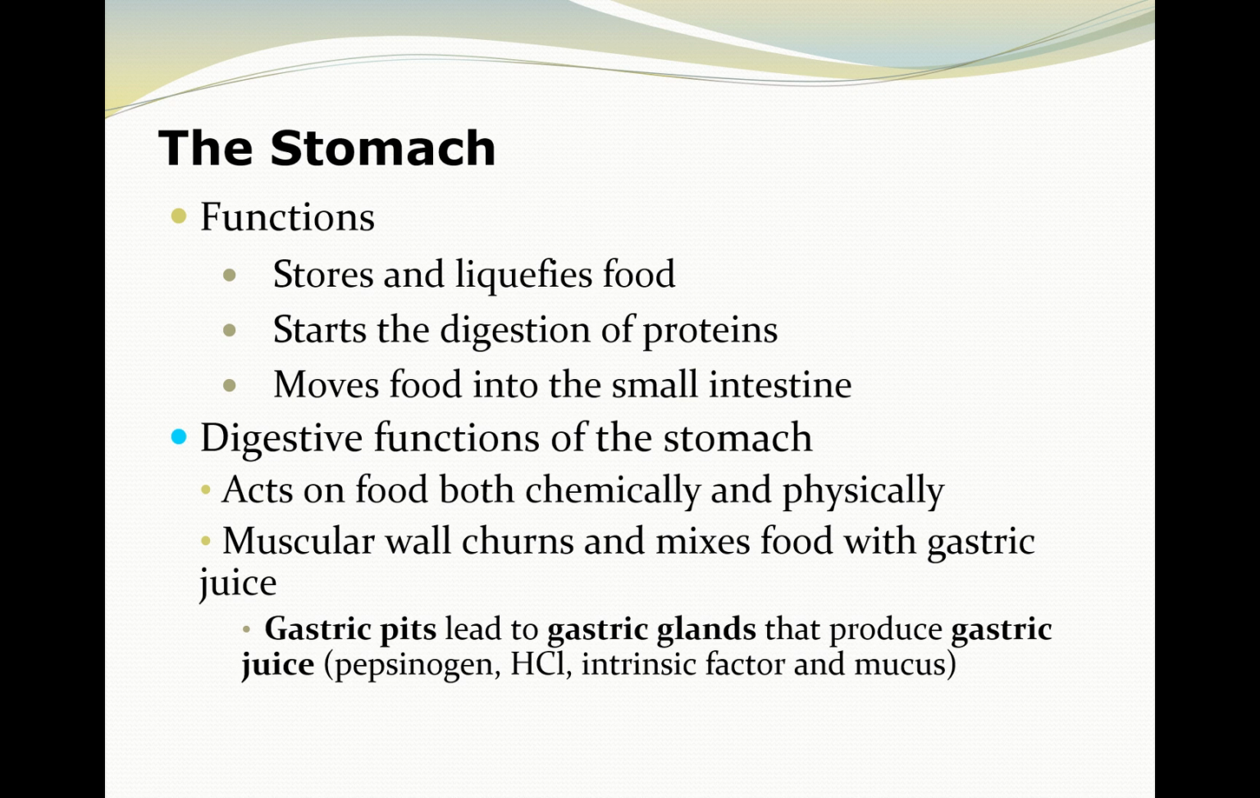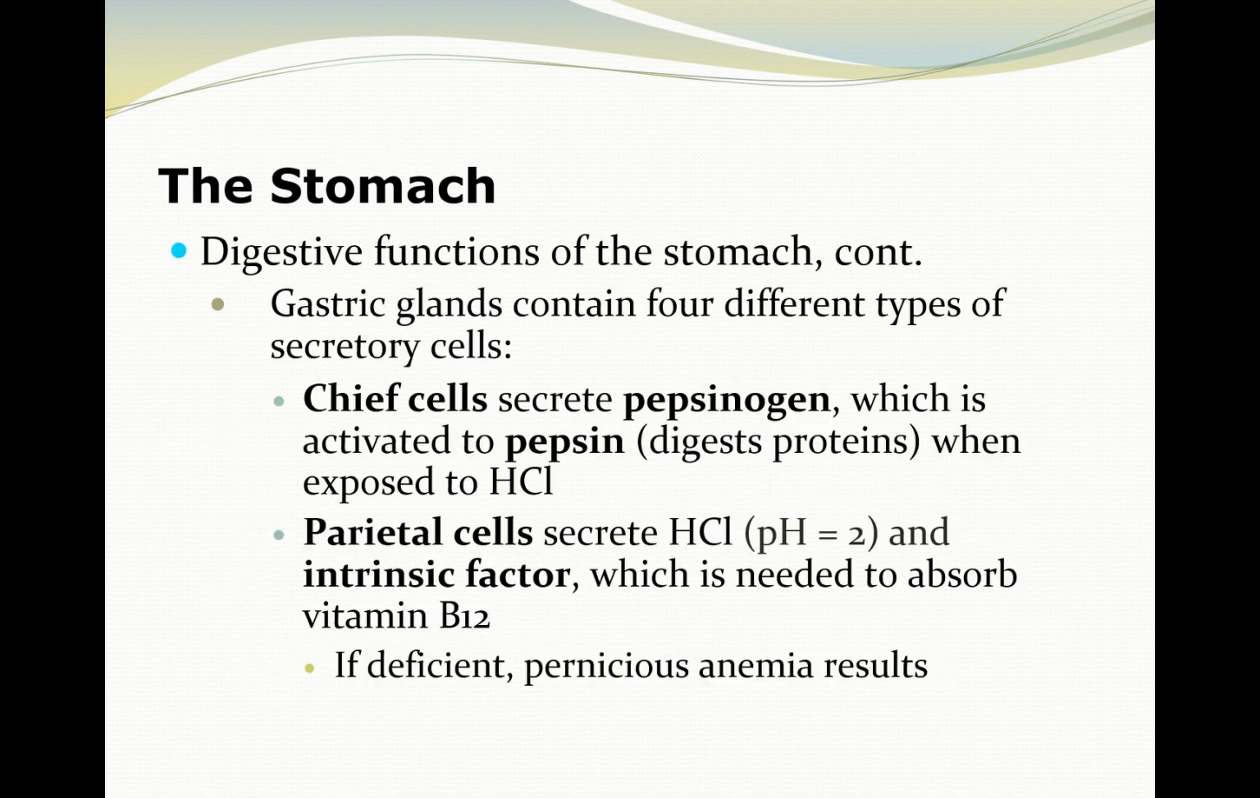So the churning of the muscular wall is the physical part, the mechanical action, and then the gastric juice will be the chemical action. So there are gastric pits that lead to gastric glands, and they produce gastric juice, which contains pepsinogen, hydrochloric acid, intrinsic factor, and mucus. Pepsinogen is going to work on your proteins, as will hydrochloric acid, and it'll break down all the other chemicals too. Intrinsic factor is going to help you absorb your B vitamins, and then of course mucus protects the gastric lining from the hydrochloric acid.